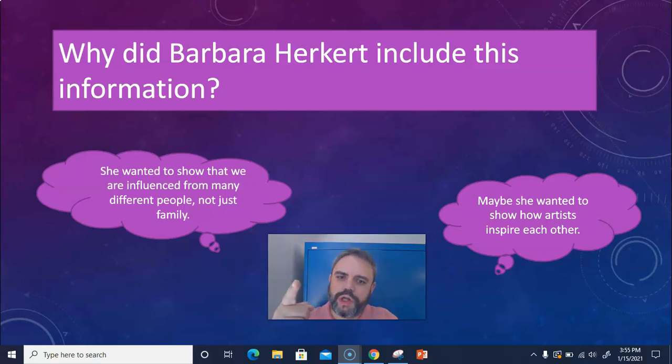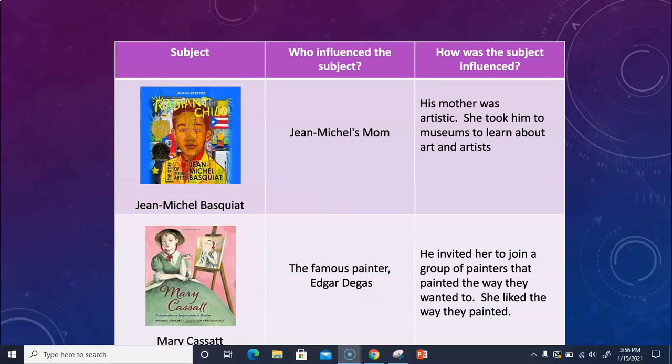Shall we? We shall. We got us here a handy-dandy little chart. Pretty proud of myself here. We can use this chart to compare the influences of the two examples and the two people we've read about. So in Jean-Michel Basquiat, we see that the person who influenced the subject the most was his mother. And how the subject was influenced was that his mother was artistic. She took him to museums to learn about art and artists.